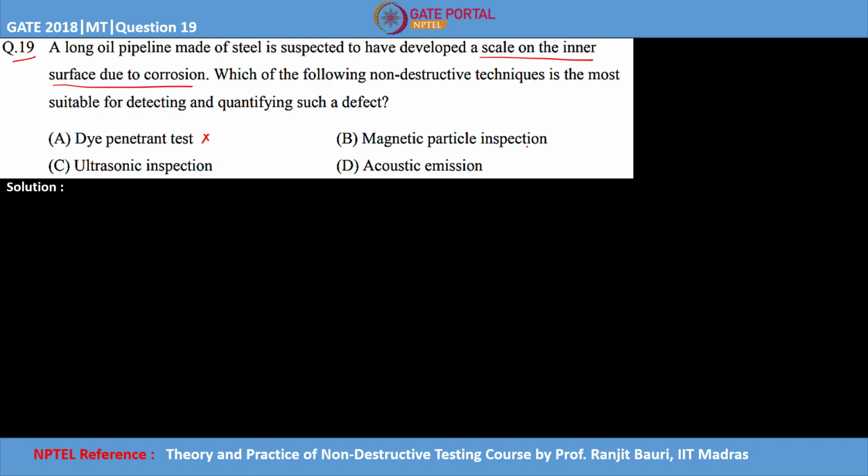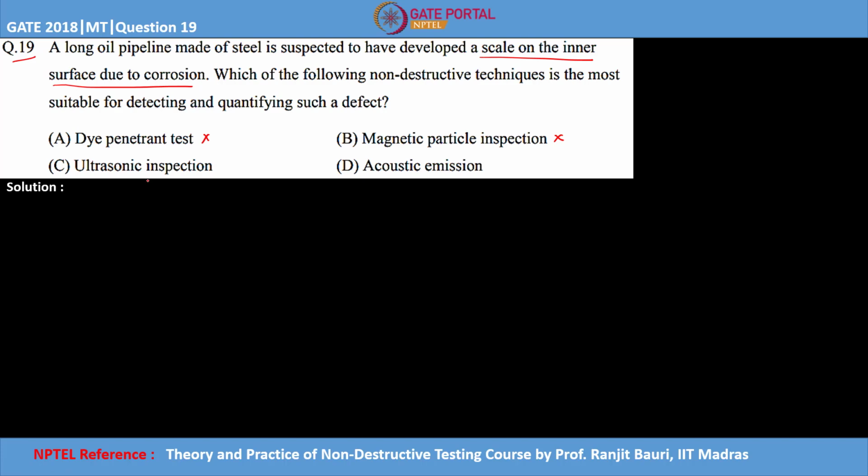Coming to magnetic particle inspection, it works basically on the principle of magnetic flux leakage, and that flux leakage attracts the magnetic particles and indicates the presence of a defect, if any. This magnetic particle inspection is a surface NDT method, sometimes subsurface also, but mostly surface NDT only. So this is also not capable of detecting the presence of scale in the inner part of your pipeline.